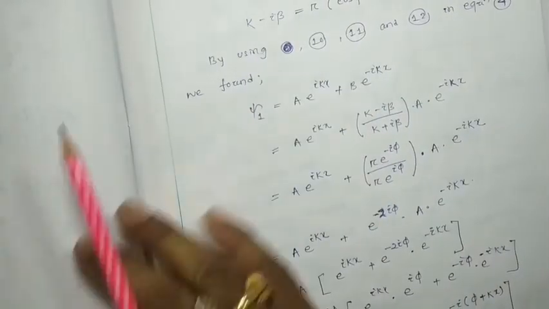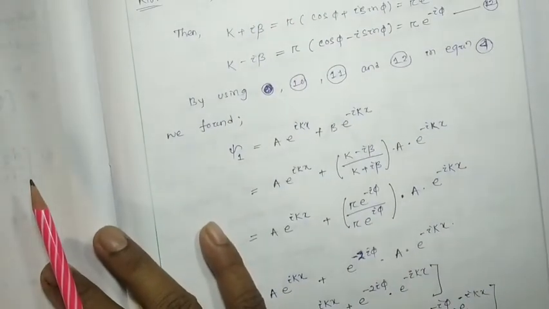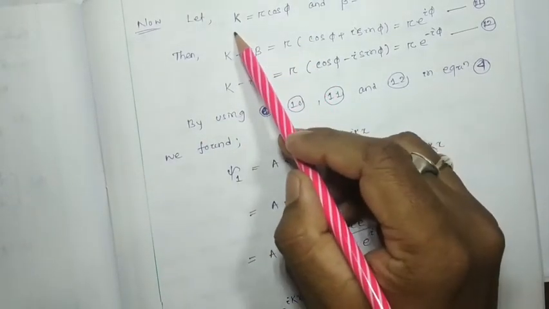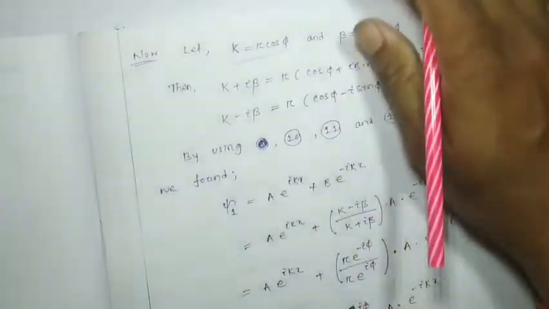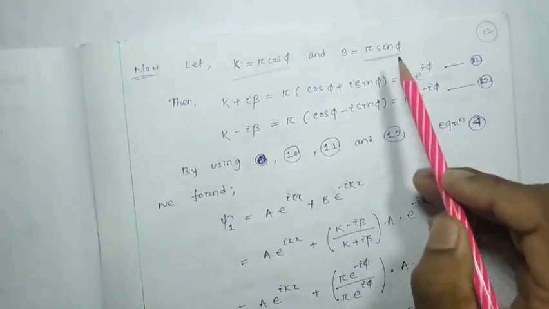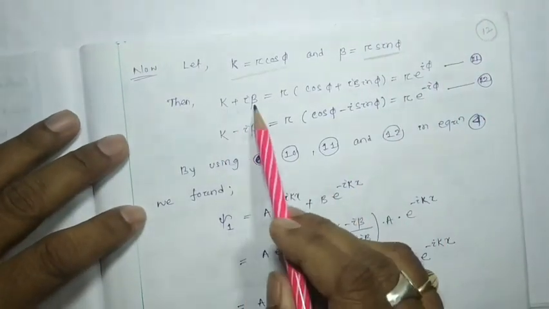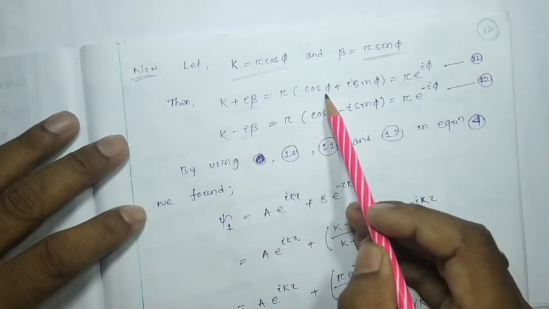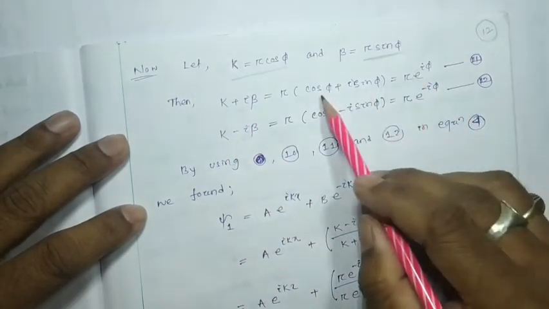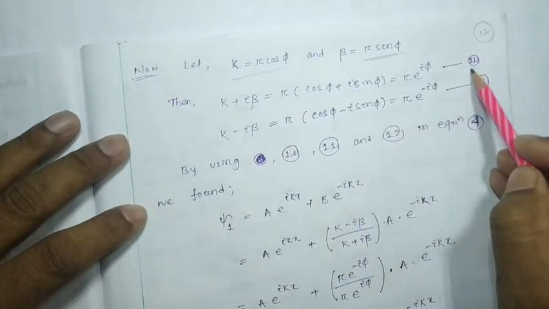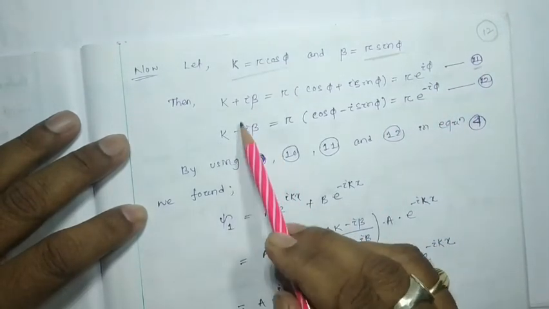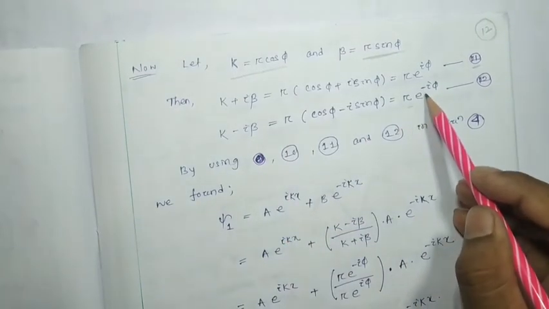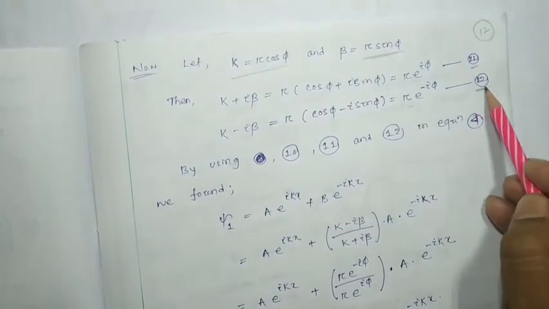Then, for further simplification, let k equal r cos phi and beta equal r sin phi. So k plus i beta will be r cos phi plus i r sin phi, which is nothing but r e to the i phi. Let it be equation number 11. Similarly, k minus i beta will be r e to the minus i phi. Let it be equation number 12.